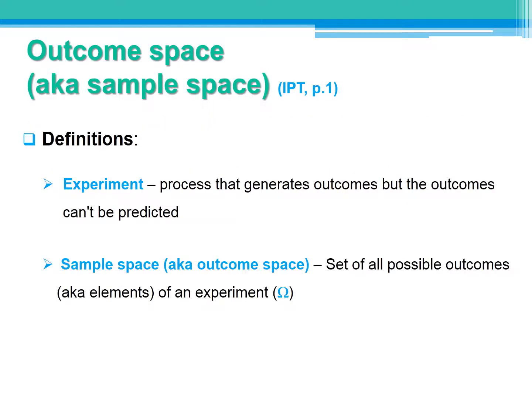There are a few definitions that you should take note of. First of all, an experiment is the process that generates outcomes, but the outcomes can't be predicted. So even if you do the experiment in exactly the same way, you won't necessarily get the same results each time. For example, if you toss a coin, you don't know beforehand whether you will get a head or a tail. Then a sample space, also known as the outcome space, is the set of all the possible outcomes or elements of an experiment, and the sample space is denoted by this omega symbol.